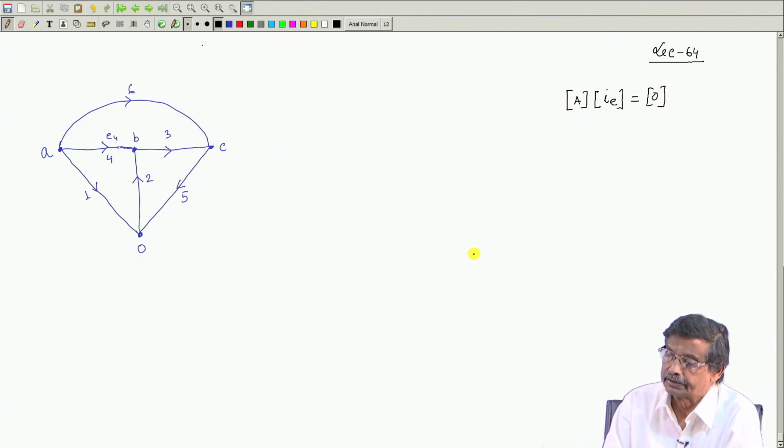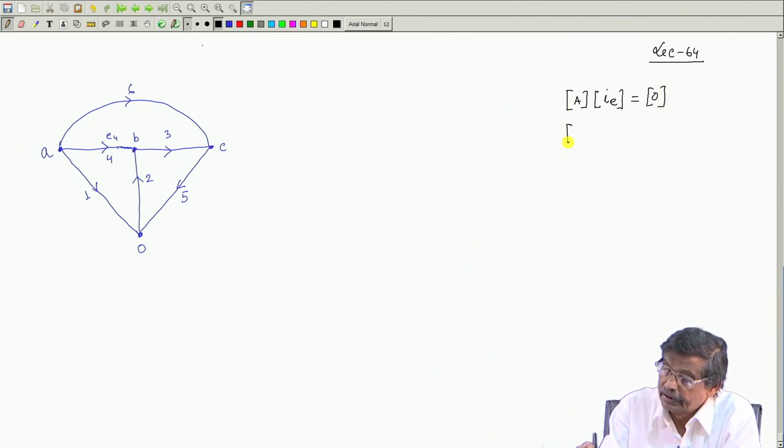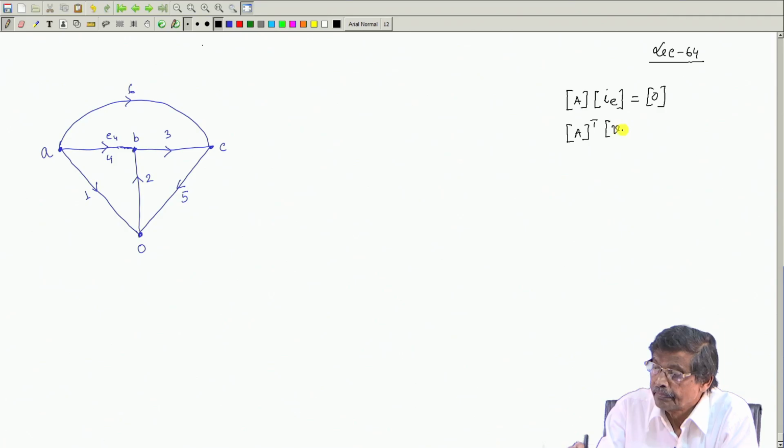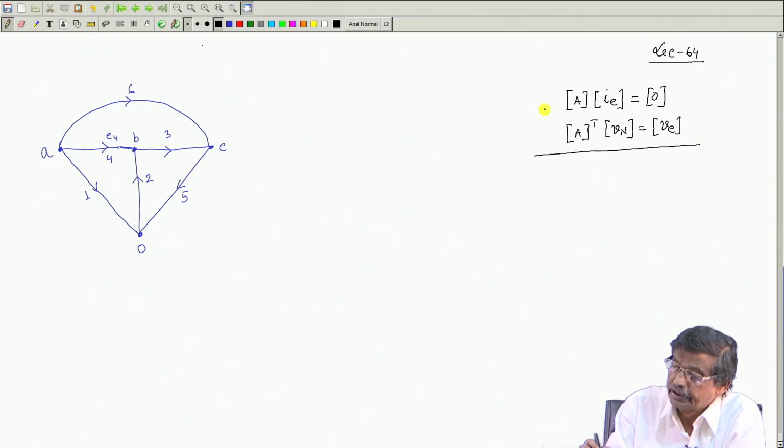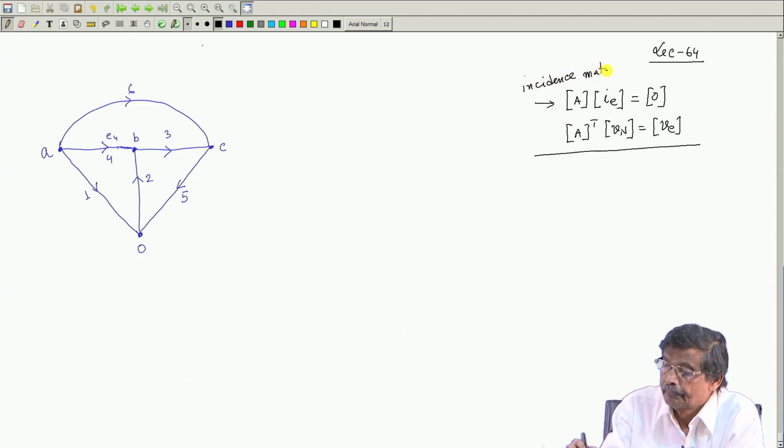A is the incidence matrix, and then we found that A transpose times the node voltages is equal to the element voltages. This is one relation we found out. A is called the incidence matrix, and this A matrix we will use for a given graph when I want to solve the network in nodal analysis. This is essentially the KCL equation.